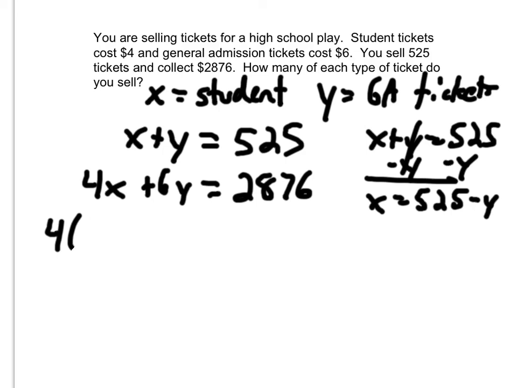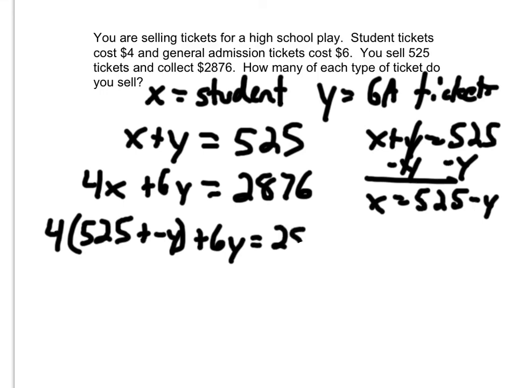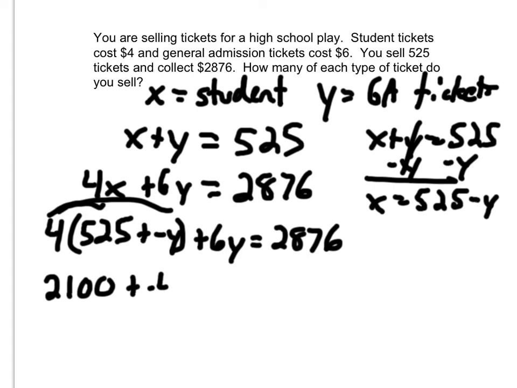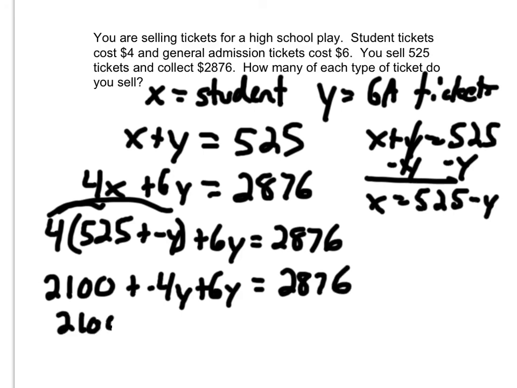So we're going to have 4 times my x value, which is 525 minus y, which is the same as plus negative y. That's 4 times our x, we still have plus 6y, equals 2,876. So again, we want to distribute here. If I take 4 times 525, that's 2,100, plus negative 4y, plus 6y, equals 2,876. Combine like terms, we get 2,100, plus negative 4y plus 6y is 2y, equals 2,876.